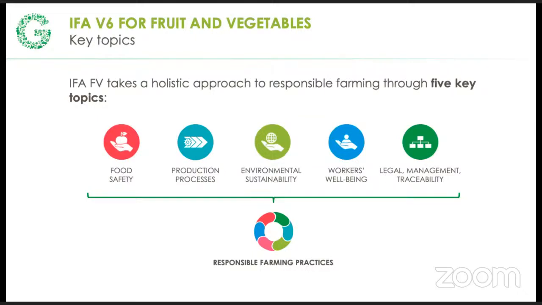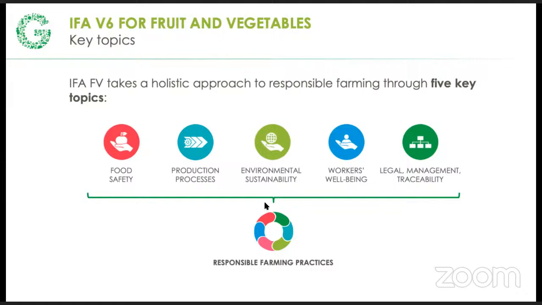We need to leave it nice and safe so that our grandkids and their kids can still benefit from what we're doing here. And of course, workers' well-being, it's important that the people who work for us are doing so in a safe manner, that we're supporting them, we're paying them, we're providing safe equipment for them.